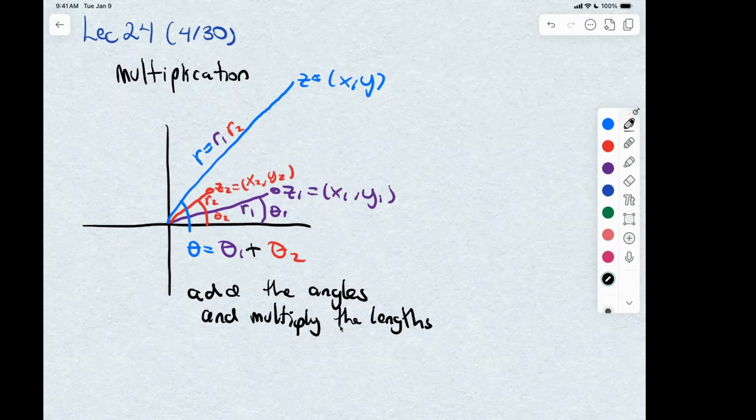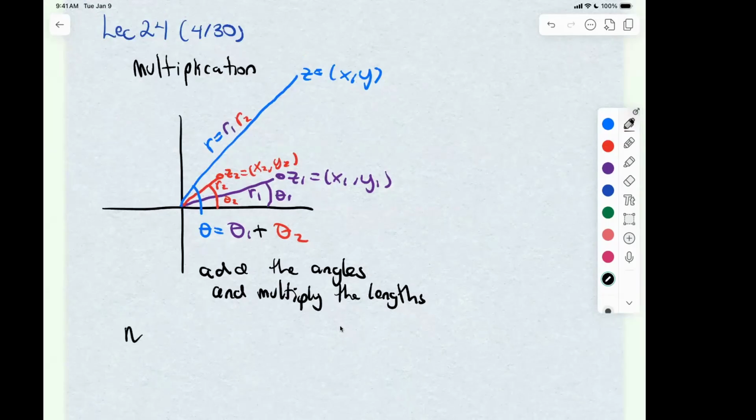And notice, this seemed like an obvious thing to worry about. Why would you worry about this? But actually, you do later on in life. It doesn't matter in which order you multiply them. C1 times C2 is the same as C2 times C1. Because this is just multiplying the distances, and it doesn't matter in which order you multiply the distances, that's still the same number. And it is adding the angles, and it doesn't matter in which order you add the angles. 30 degrees plus 60 degrees is the same as 60 degrees plus 30 degrees.